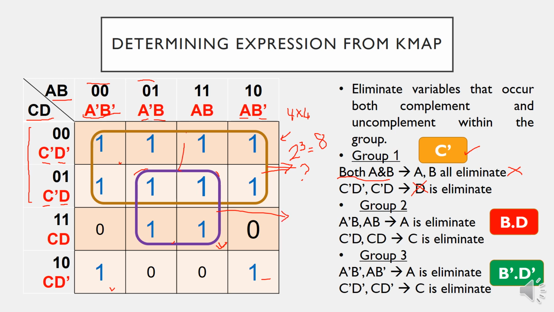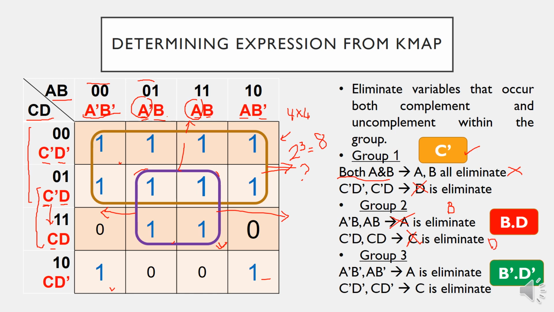For this one, we still look at this side. We have A complement B next to AB. So straight away we know that the only variable that occurs both ways is A, which is A complement and A. So A will be eliminated, and B will remain. On the CD variable side, we have C bar D next to CD. So C is occurring as both C complement and C, so C will be eliminated and D will remain.